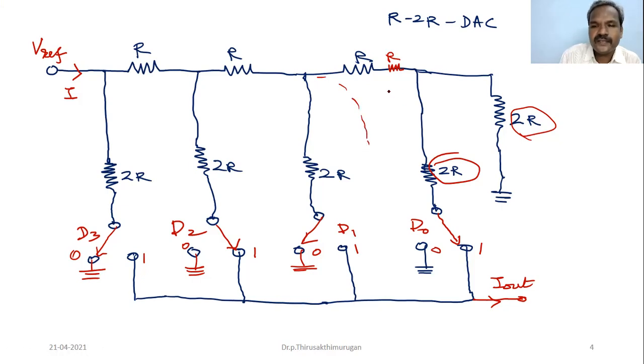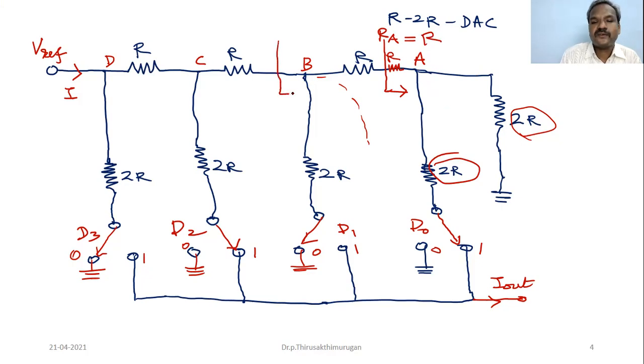When we look into this arm, this is node A, node B, node C, node D. According to the superposition principle, we can apply the superposition theorem by considering such networks. So what is the resistance looking into here? That is RA. What is RA? The resistance available at this node equals R.